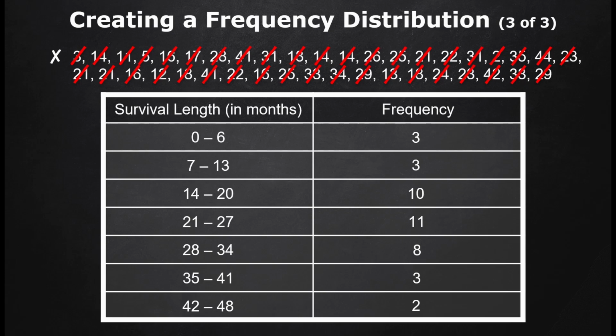Pretty neat, huh? So now here, just to reiterate what we're doing, we organized our data into different classes. That first class, 0 to 6, means that only 3 AIDS patients survived anywhere between 0 to 6 months. In the second class, also only 3 AIDS patients survived 7 to 13 months. So that's essentially what we did. We organized these values into a little chart that we can easily read. And there we go.